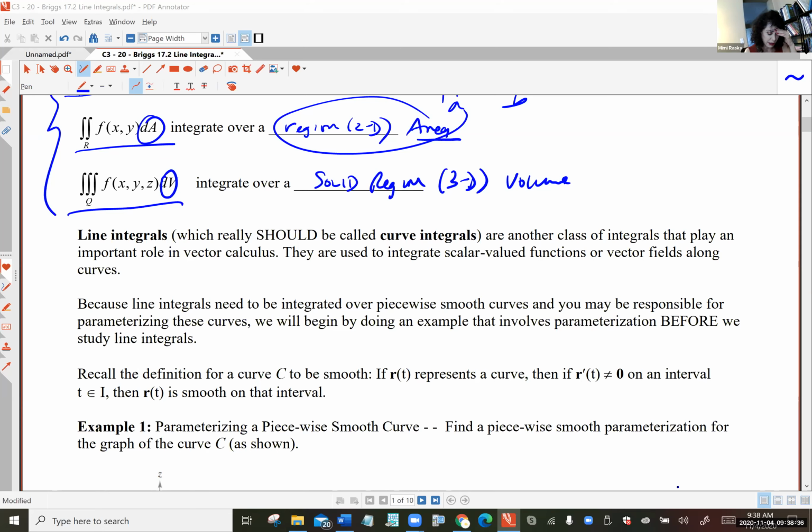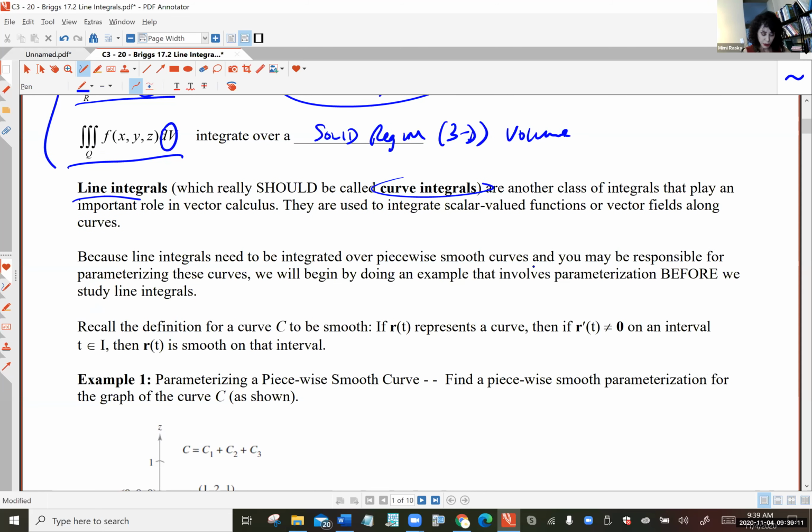Okay. Let's talk about line integrals. Whoever named them should be publicly flogged, because they should have named them curve integrals, because you're integrating over a curve. The curve could be a straight line, but more often than not, it isn't. But whoever decided the name just said, let's name this line integrals. Okay, fine. We've got to go with what they named it.